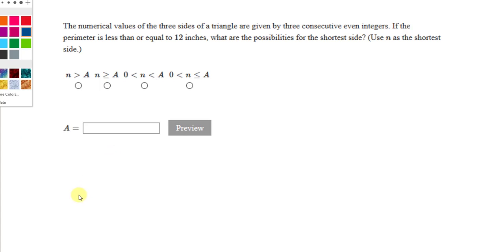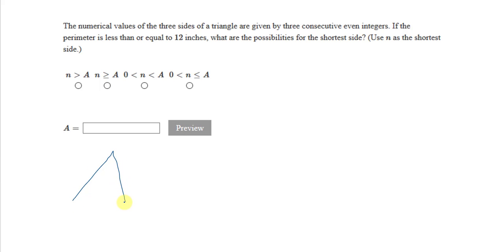Okay, let's draw the triangle. Right. So the numerical values of a three-side triangle are given by 3 consecutive even integers. So what does that mean when the problem is saying that this is a consecutive even integers? Consecutive, that means they are next to each other, and even means we only take the even number.